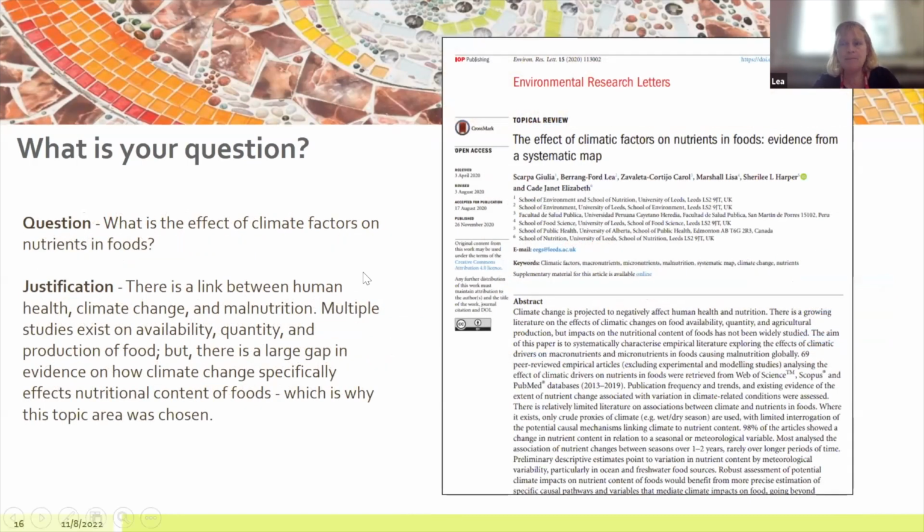Okay, the second paper example I've got here is the effect of climatic factors on nutrients. The justification here was that there's a lot of literature on how climate will affect productivity of different agricultural crops, but less so on how climate will affect the quality or the nutrient content of different foods. So wanting to find the literature specifically on that aspect. So in this case, the question was, what is the effect of climate factors on nutrients in food?